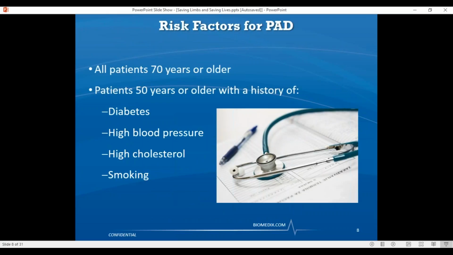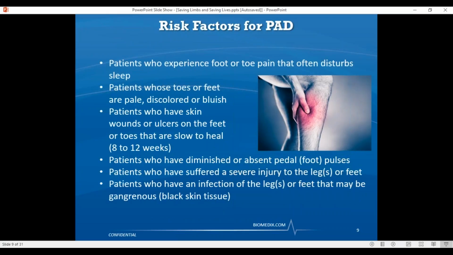Who is at risk for PAD? All of your patients that are over 70 years old and patients that are 50 and older with a history of smoking, high blood pressure, or diabetes. Other risk factors for PAD include patients who experience foot or toe pain that often disturbs sleep, patients whose toes or feet are pale, discolored, or bluish, patients who have skin wounds or ulcers on the feet or toes that are slow to heal, patients who have diminished or absent pedal pulses, patients who have suffered a severe injury to the legs or feet, patients who have an infection of the legs or feet that may be gangrenous.